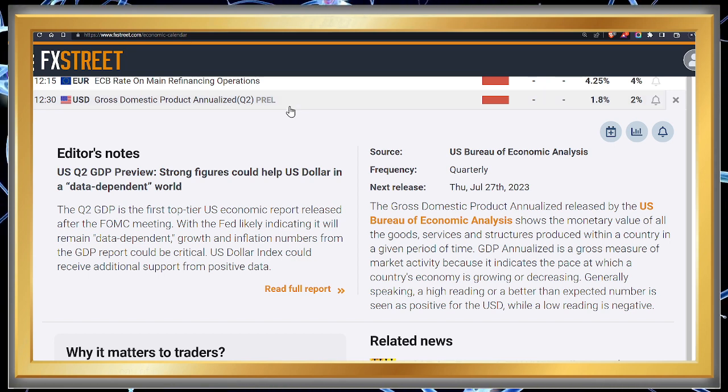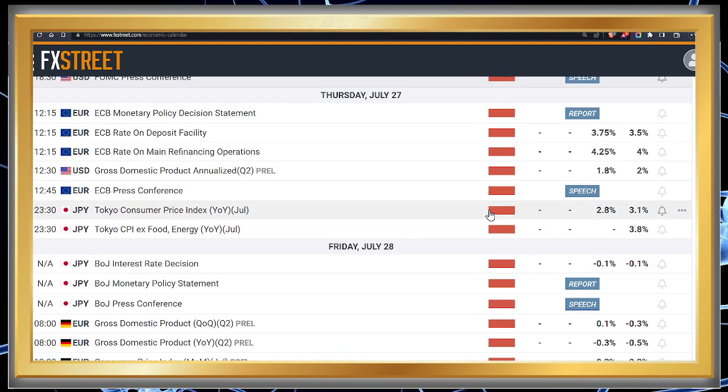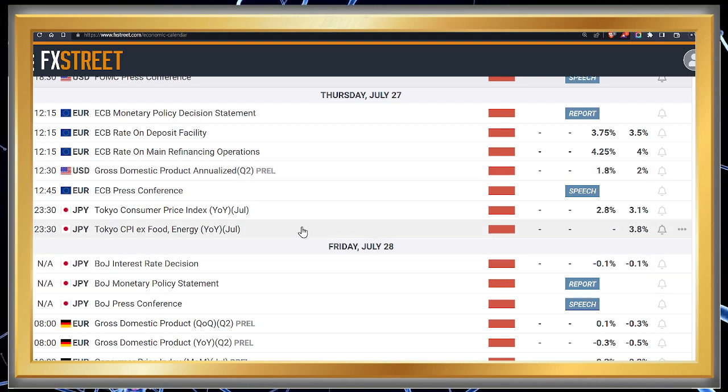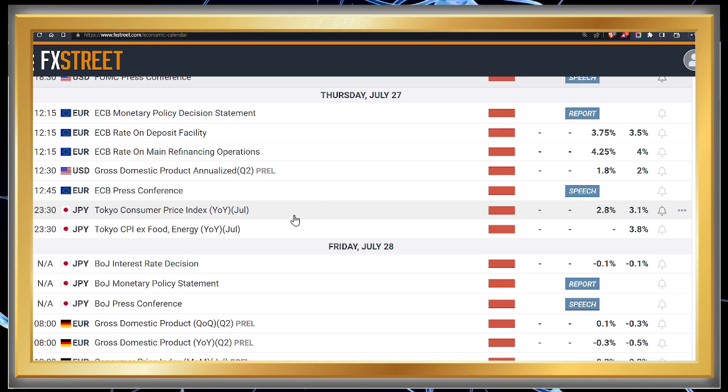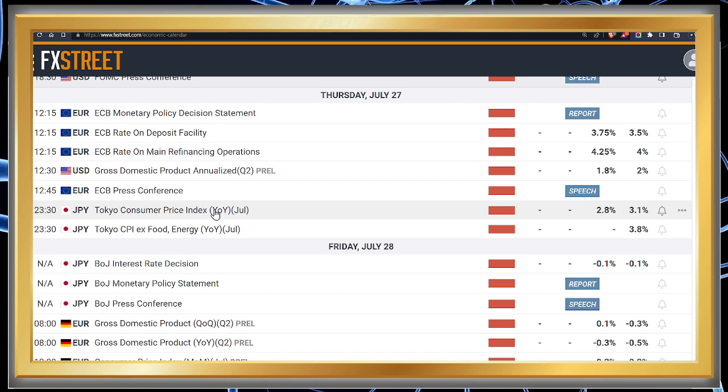So generally speaking, a high reading is seen as something positive for the US dollar, while a low reading is seen as negative. Now, the previous data came in at 2%, and there is this general consensus that we are likely going to be seeing a 1.8% for today. So we are going to be looking forward to what the actual data is going to be for today, as the majority think there has been a contraction in the economy.